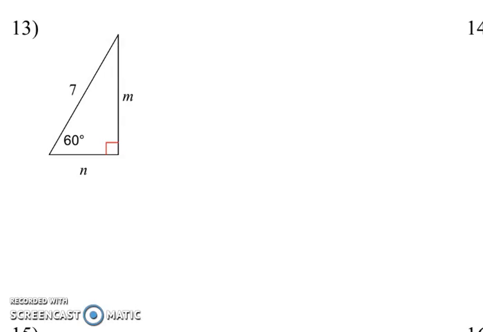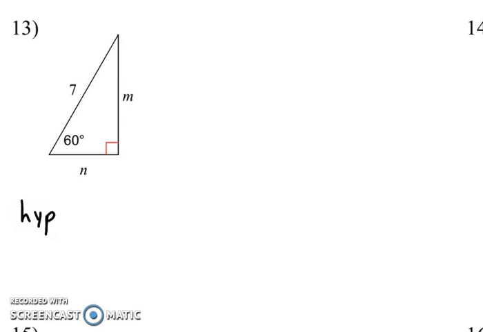So in number 13, we've got a special right triangle. This happens to be a 30, 60, 90 right triangle. And with that being the case, there's two equations that compare the lengths of the sides within the triangles that we could possibly use. And the first one is this.